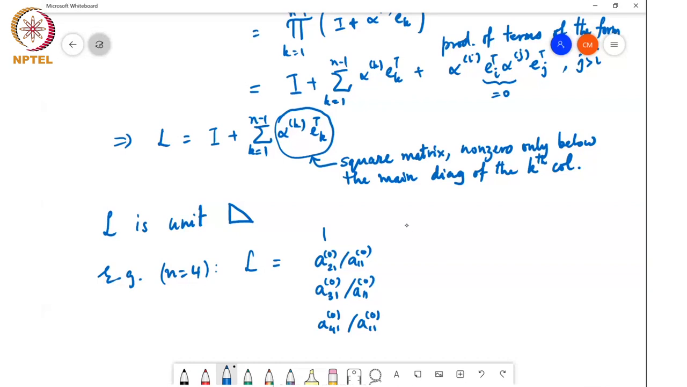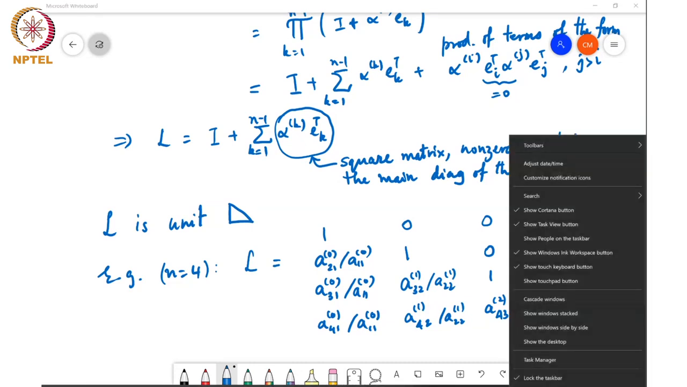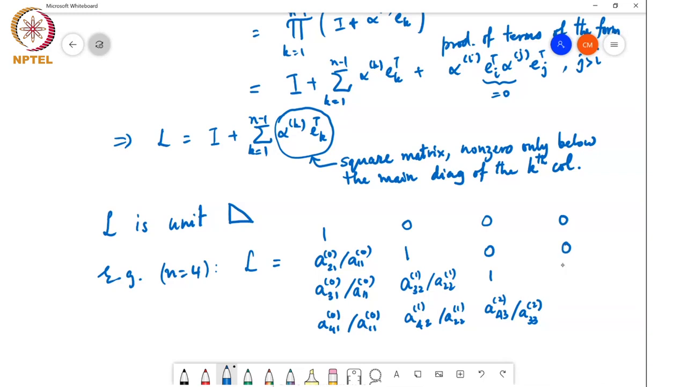And then in the second column, I have 0 here and a 1 here and A32 of 1, so for this I need that matrix A1, divided by A22 of 1, and A42 of 1 divided by A22 of 1. And this will have a 0, 0, 1. And then A43 of 2 divided by A33 of 2, and then 0, 0, 0, 1 in the last column. So that is the structure of L.